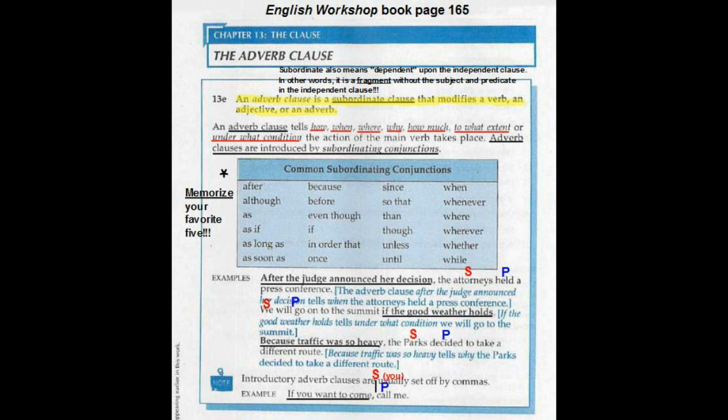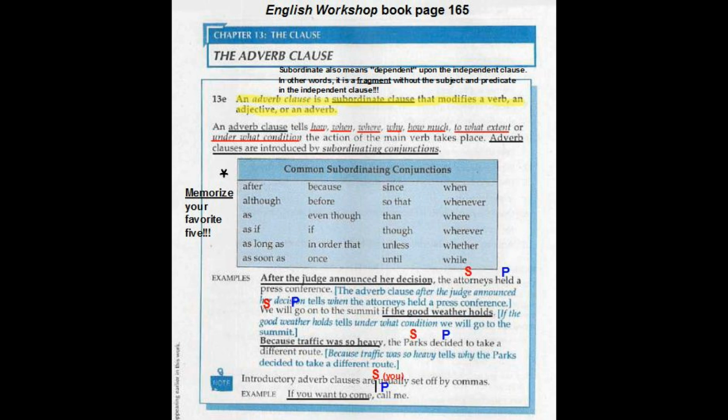We will go on to the summit if the good weather holds. Okay, the subject and predicate, the main independent clause, is we will go. So there you have the subject and the predicate, and the whole independent clause: we will go on to the summit. Now you can see where the adverb clause begins because of the word if. If the good weather holds. If is a subordinate conjunction, and that's the fragment part that actually modifies the main clause. All right, let's look at the next one. Because traffic was so heavy.